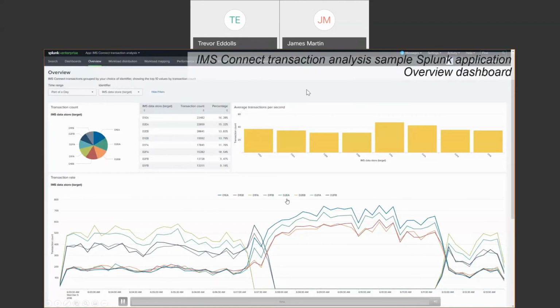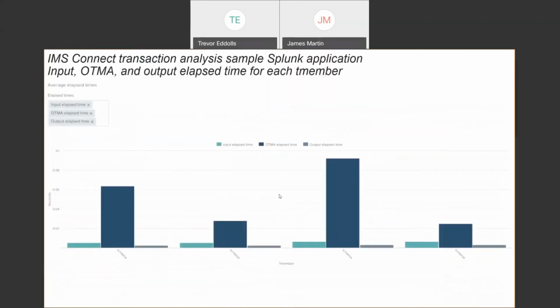But from a performance standpoint, this particular report might be a little more helpful. Here I've got input, OTMA elapsed time, and output elapsed time by team member. And the team member is the actual back-end IMS system that's doing the work. So this is overall performance information, right? And it allows me to quickly see spikes in OTMA elapsed time that might warrant further investigation using a tool like PA or PI. Again, that was a quick touch on those particular tools.